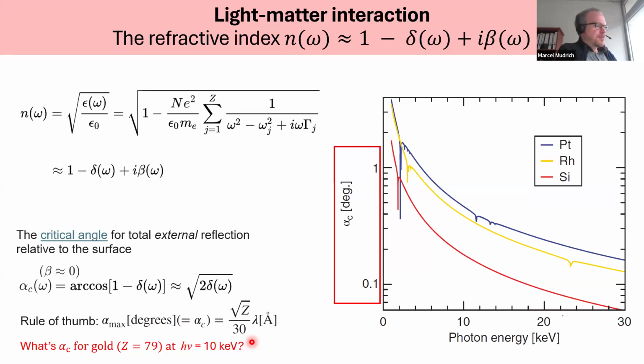Anybody has a result? I'm getting around 0.4 degrees. Yeah, 0.4 sounds good. I get something like 0.36 degrees, but just to estimate, Z is 79, this is roughly something like 81. Square root of 81 is 9. 9 by 30 is roughly 1/3.